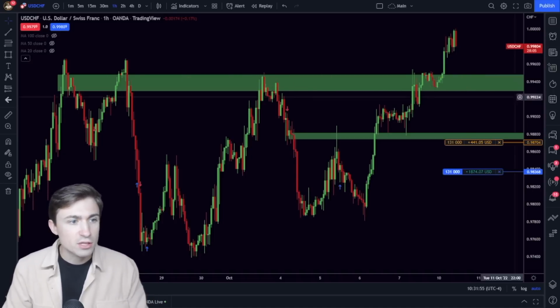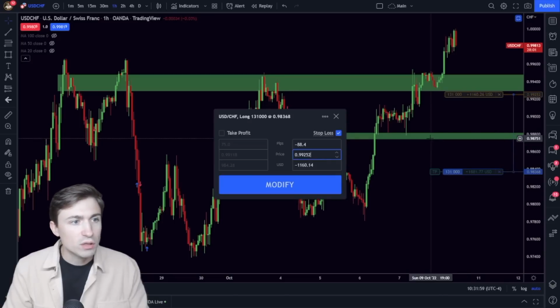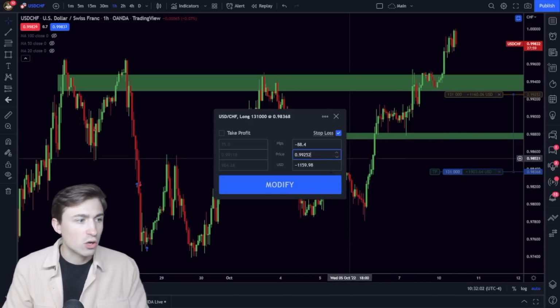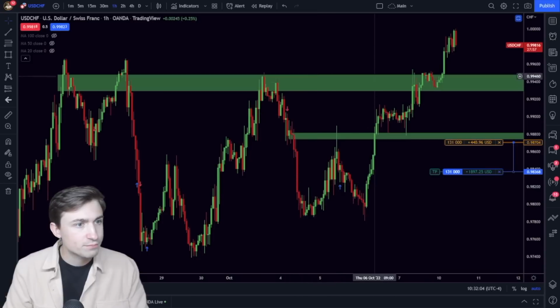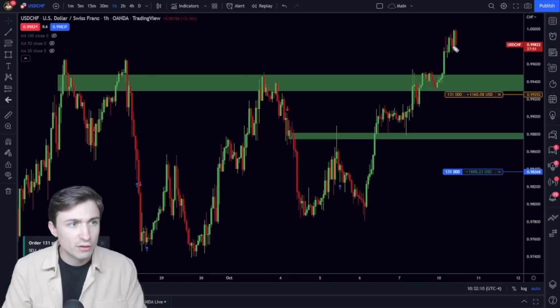So what we'll do here is I'm going to trail my stop loss. I'll just drag this up and we're going to lock in about $1,160 on the trade. Click modify. And there we go. So now the trade is all set up. So what we've done here is we are floating about $1,900.